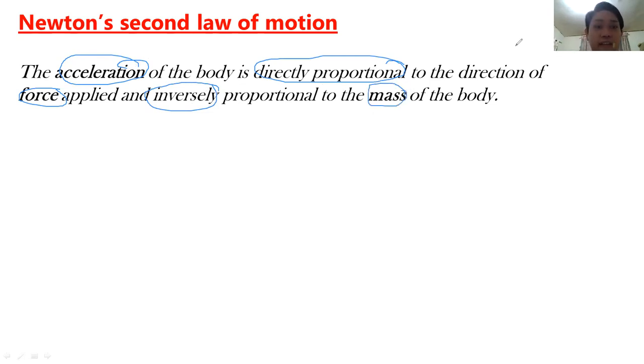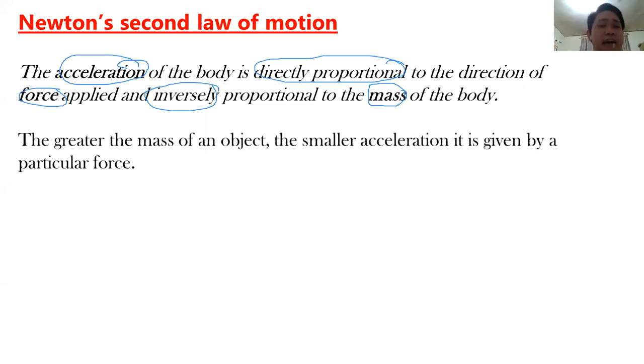So take down note of that. According to Newton's second law of motion, acceleration is directly proportional to the force and inversely proportional to the mass. To continue, the greater the mass of an object, the smaller the acceleration it is given by a particular force. Again, the greater the mass of an object, the smaller the acceleration it is given by a particular force.